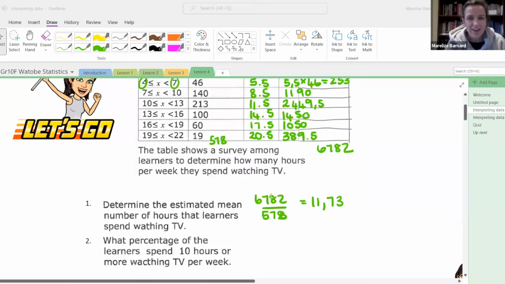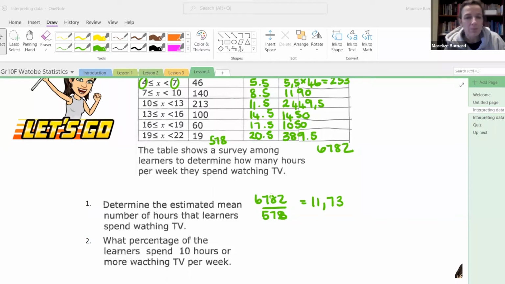Well done. Okay, so now we have to think, what percentage of the learners spend 10 hours or more watching TV per week? Well done, everyone. I see lots of answers now. Excellent.